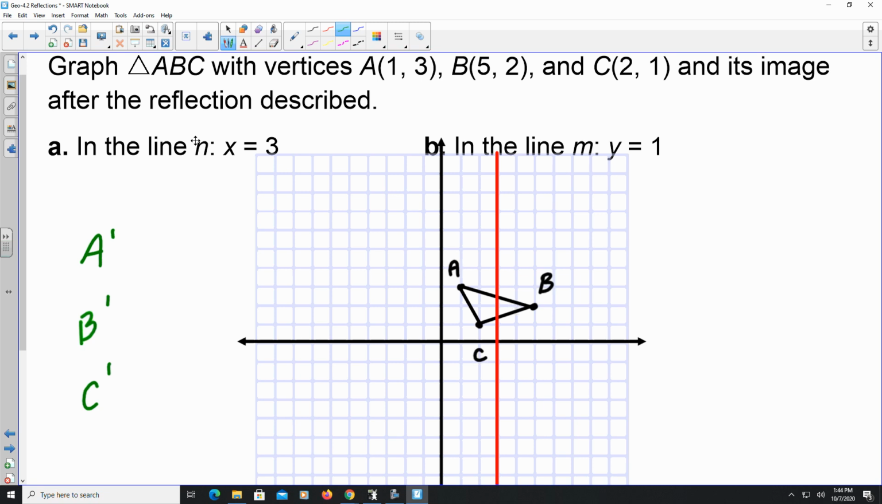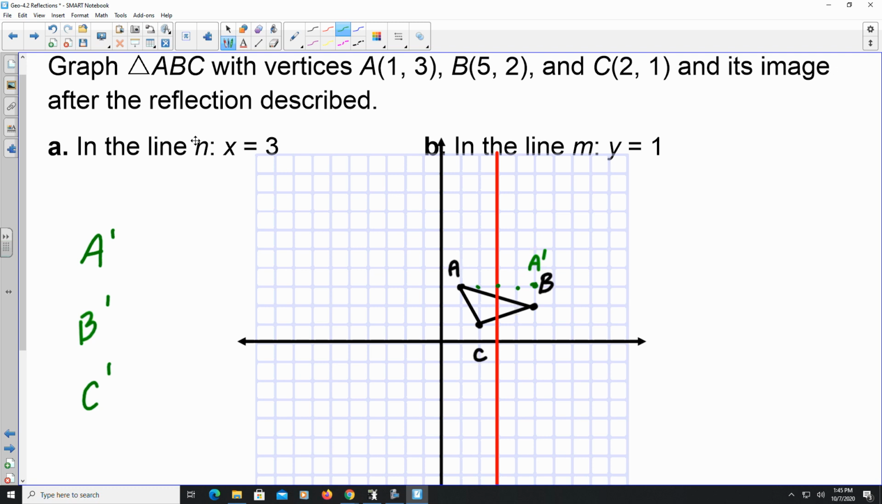Looking at this, to make this perpendicular, A prime is going to be located right here because it's perpendicular here, which is horizontal. Any horizontal line segment is going to be perpendicular to a vertical line. And it's equidistant. It's 1, 2 from the red line, and here it's 1, 2 from the red line as well.